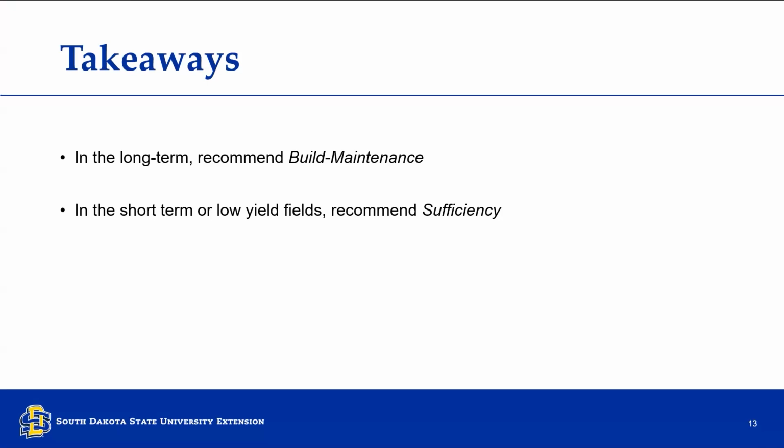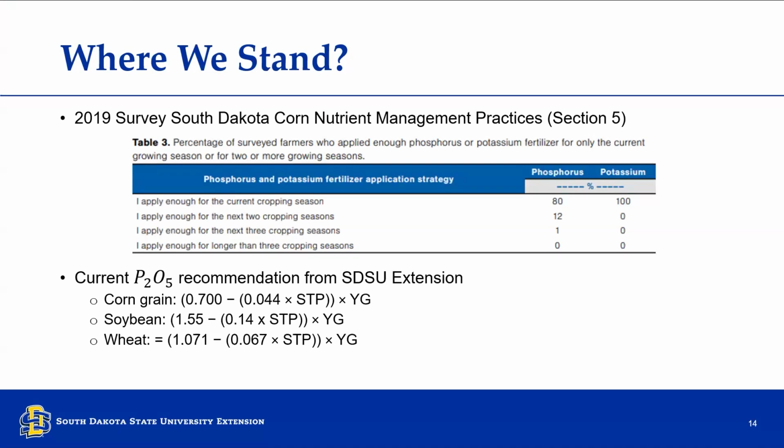So my work is based on the numbers from Oklahoma wheat. So I just want to talk about South Dakota's situation right now, where South Dakota stands right now. From a 2019 South Dakota Corn Nutrient Management Practices survey, I just cropped one table with an interesting result. When they were asked how much phosphorus fertilizer they applied on their field, 80% of farmers answered they apply enough for the current cropping season, 12% for the next two cropping seasons, and only 1% for the next three cropping seasons.